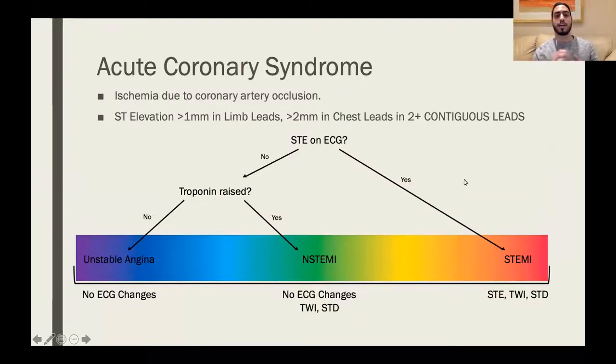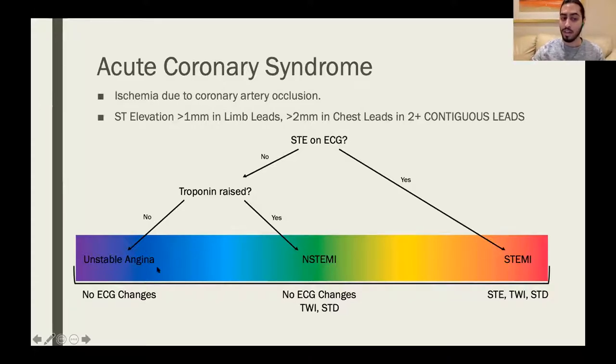So let's talk about ACS very briefly. So ACS is ischemia due to coronary artery occlusion. And it's important to remember that it is a big spectrum. So ACS starts with unstable angina. You have stable angina here, which is basically when you get chest pain on exertion and nothing else. That's not ACS. ACS is when you have chest pain at rest. And now you've got to determine how severe that acute coronary syndrome actually is. And this is all one spectrum.